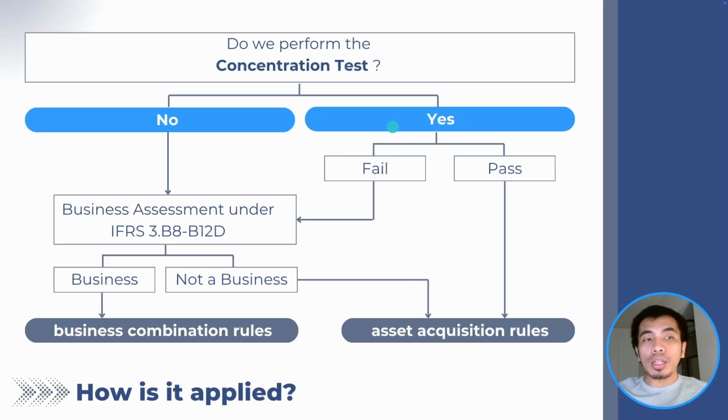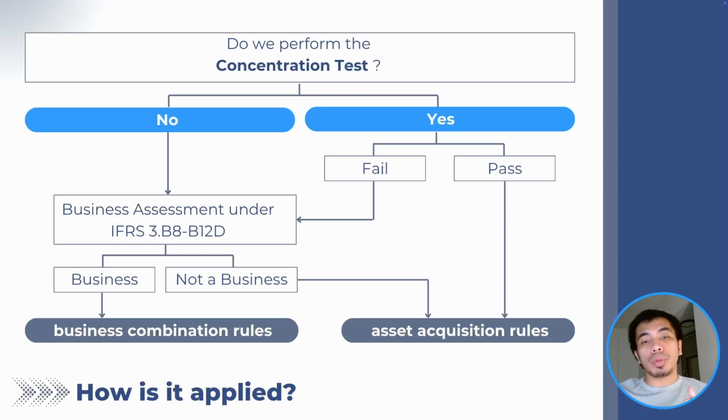However, if you fail the concentration test, notice that it doesn't go straight to business combination, because once you fail it, it means that you have to perform more elaborate assessments to determine whether the company that you acquired is a business or not. So if it fails, go to business assessment, and from then you can still assess whether the company that you acquired is a business or not, whether you apply business combination or asset acquisition. I hope that it's clear.